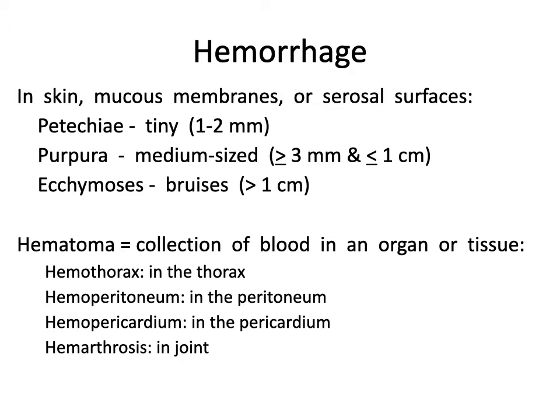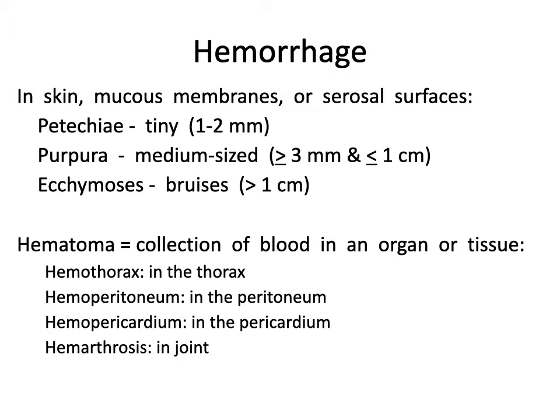So essentially, hemorrhage is bleeding, okay? And different types of bleeding may be manifested in different areas of the body. There may be different severities of bleeding, and bleeding may be a manifestation of different disease processes in the body. So, whenever bleeding occurs in mucous membranes or serosal surfaces, we classify them according to size.